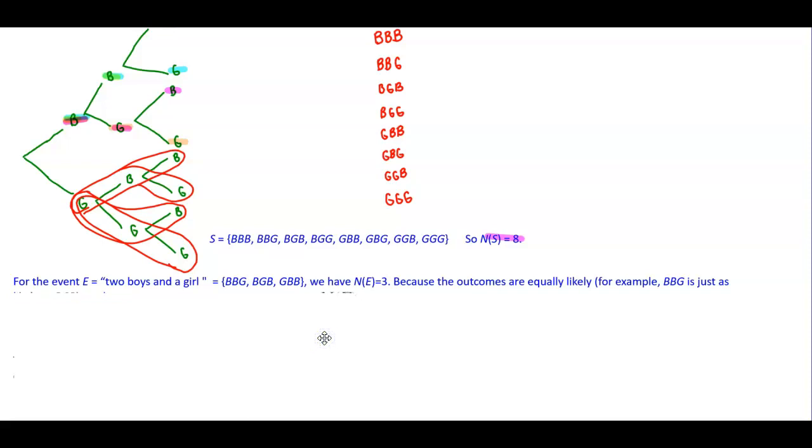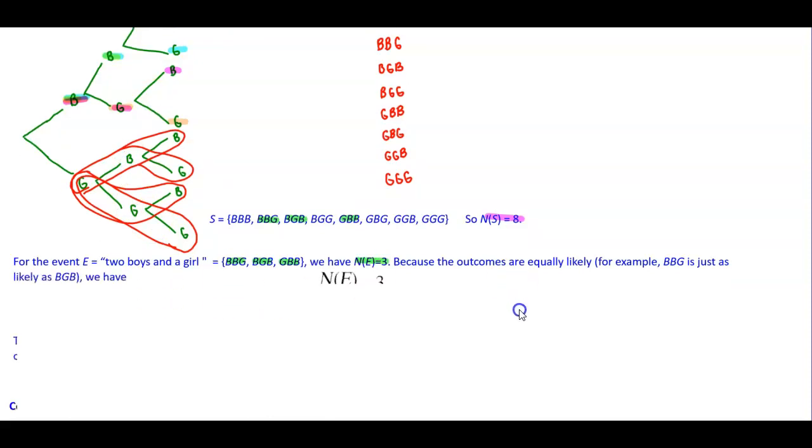Now for the event E, which is equal to 2 boys and a girl, let's take a look at that. Where do we have 2 boys and a girl? Well, we can see here that here's 2 boys and a girl. Here's another 2 boys and a girl. And then here's another 2 boys and a girl. So that means we have 1, 2, 3 that represent the event of 2 boys and a girl. Now, because the outcomes are equally likely, for example, BBG is just as likely as BGB.